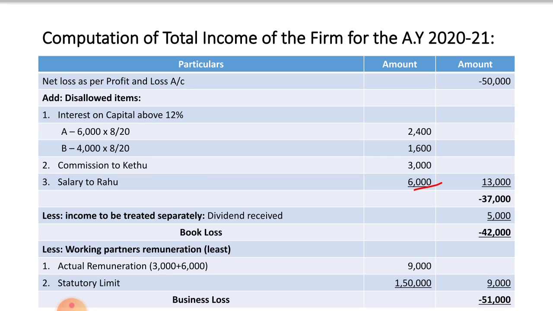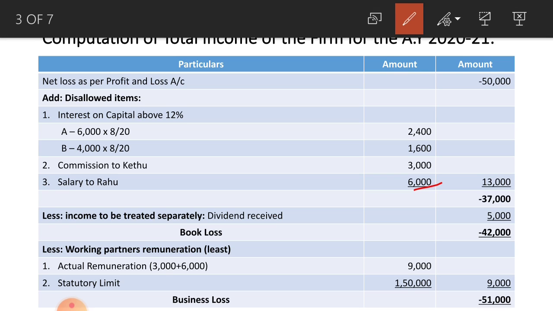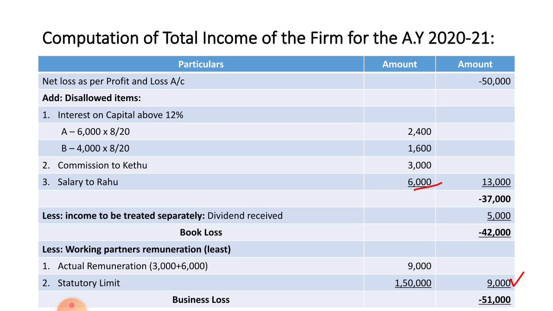Here actual remuneration is less, that is why you have to consider actual remuneration of 9,000. When you deduct that from the loss, your business loss amounts to rupees 51,000, because you already have a book loss of 42,000. Now your expense increased by 9,000, that is, you must pay salary to the working partners. So your business loss amounts to rupees 51,000, that is in minus figure, that is in negative figure. This is relating to calculation of book loss and business loss.